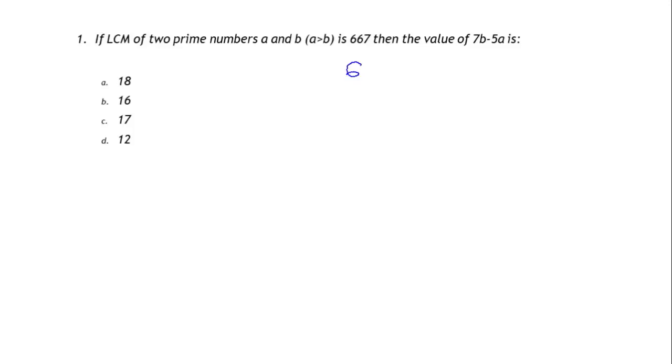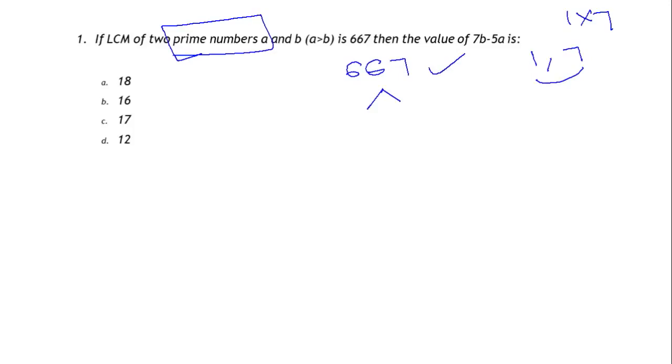So 667 is an indicator. They have told us these two are prime numbers. The prime numbers can end with 1, 7, 3 or 9. For the product to end with 7, 1 into 7 will end with 7, or 9 into 3 will end with 7. So the last digit should be 1, 3, 9 or 7.